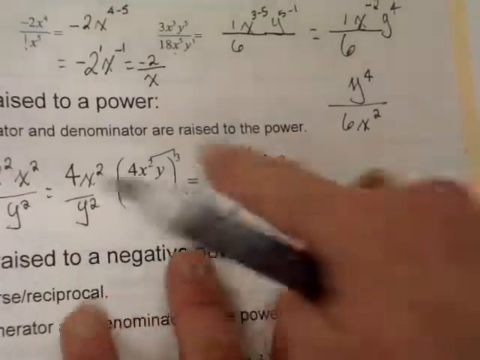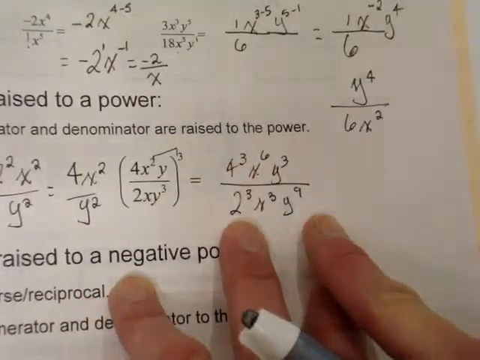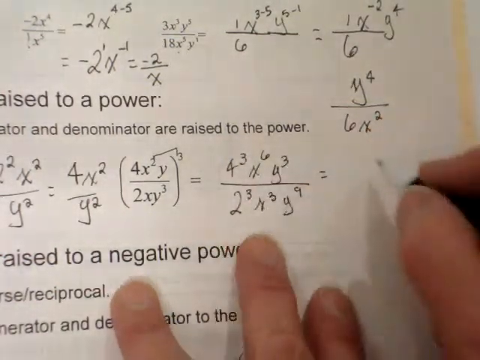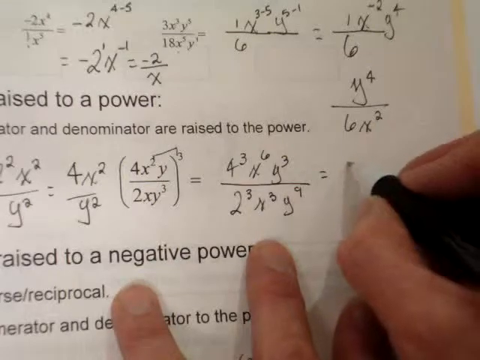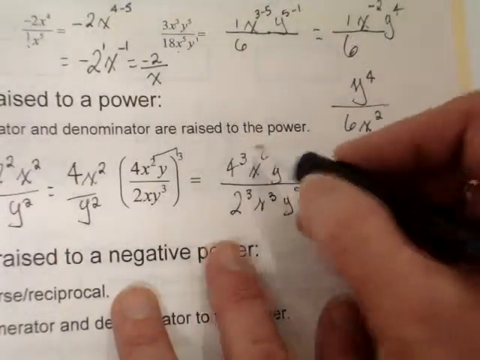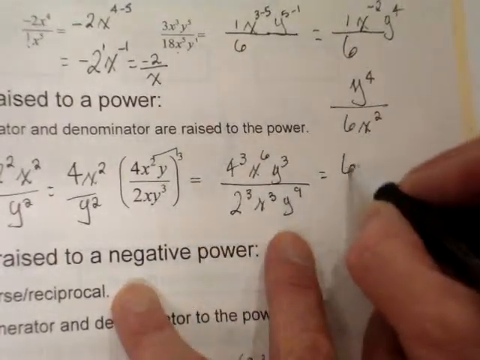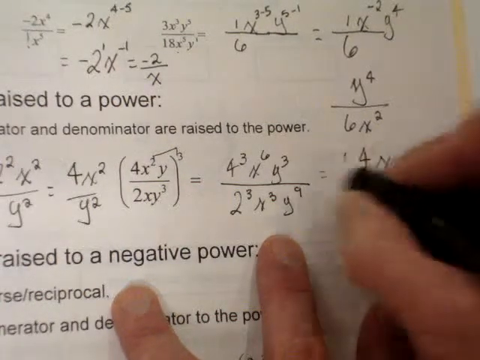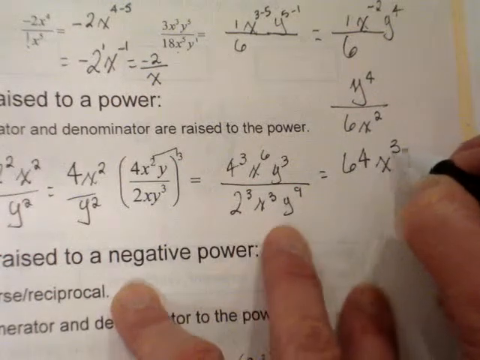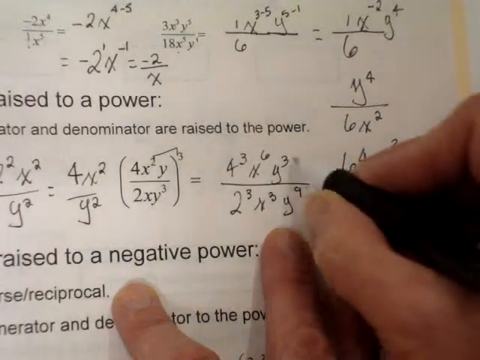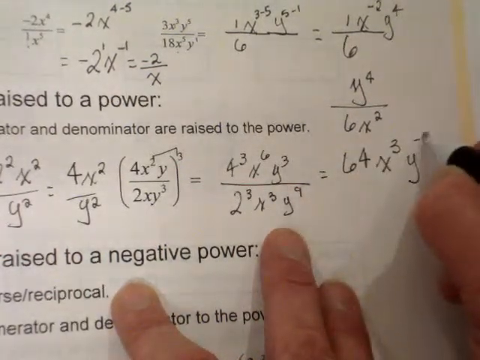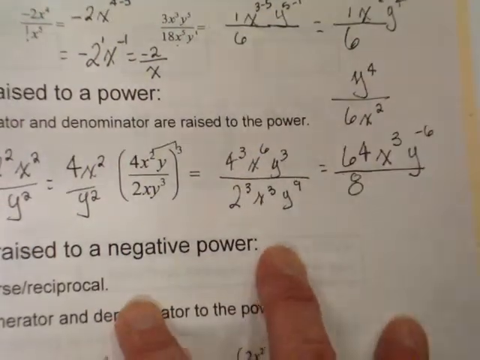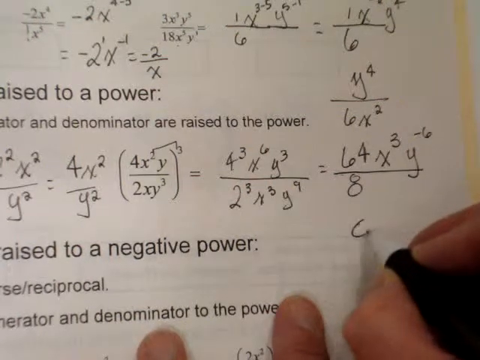Okay, now once I do this, now I have to do my division rules. So I'm also going to multiply 4 cubed and 2 cubed out. So 4 to the third and 2 to the third. So that's 64. And then I'm going to look at x to the 6 minus 3, which is 3. And then y to the 3 minus 9, which is negative 6, and that's over 8. I'm going to simplify the 64 over 8, and that's going to be an 8.